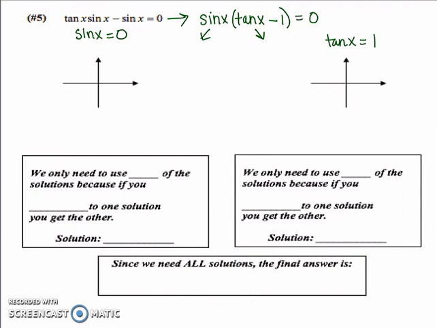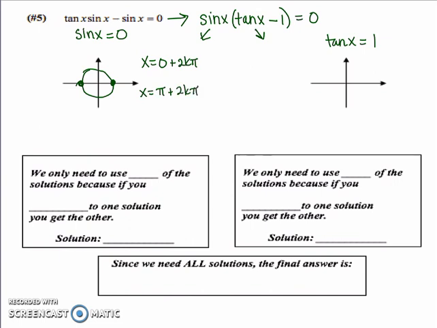So where does sine of x equal 0? Well, that happens at two of our anchor points, right? On our unit circle, sine, or our y value, is 0 at 0 and at pi. Okay, so here we could say x equals 0 plus 2k pi, and x equals pi plus 2k pi.